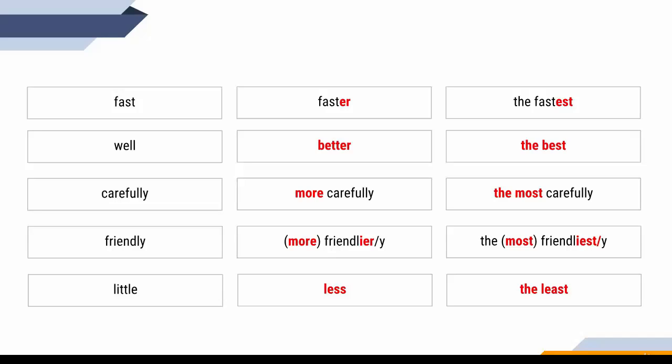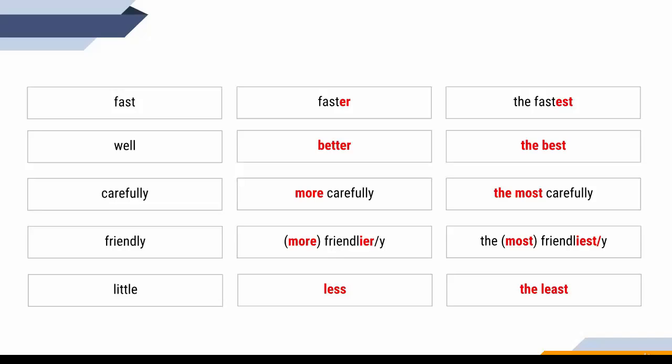Well is the adverb from good. Good, you know, is irregular adjective in terms of comparison, so the same goes with well. Well, better, the best. Carefully, more carefully, the most carefully. Friendly, more friendly, the most friendly. Friendlier, the friendliest is also acceptable.